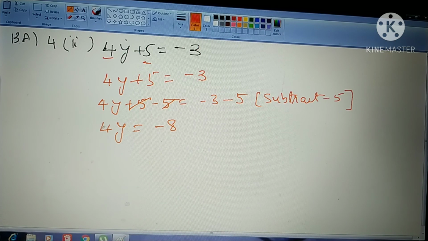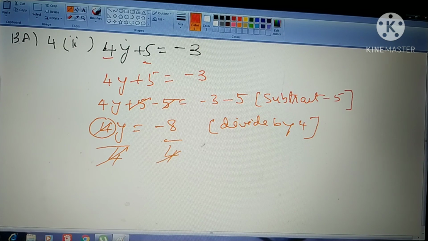Now what to do? We have to eliminate this 4 also. For that one, what to do? Divide. Divide by 4. What you get here? Divide by 4 on both sides. 4 1s, 4 1s, 4 will be cancelled. Here on the right hand side, 4 1s, 4 2s. What you get here? Y is equal to minus 2. Now verify this one.